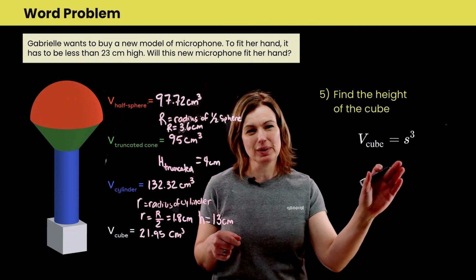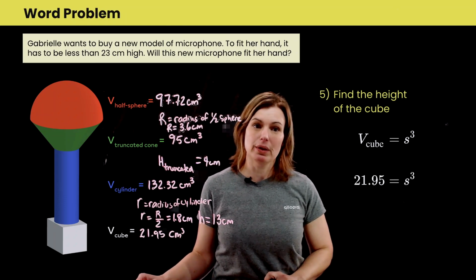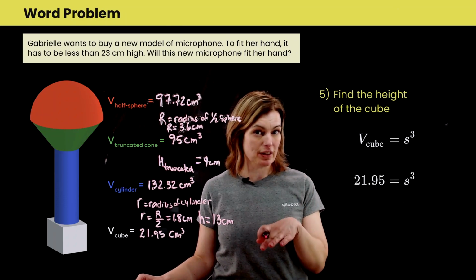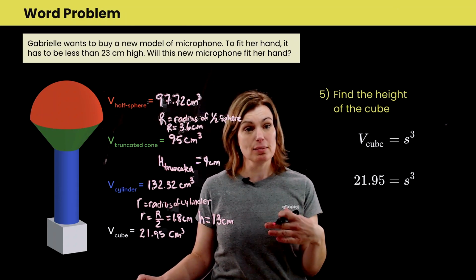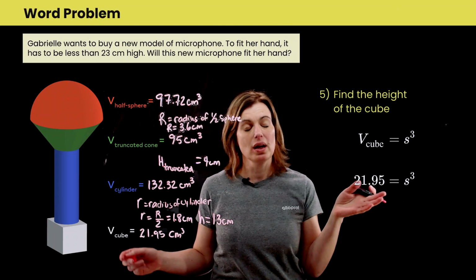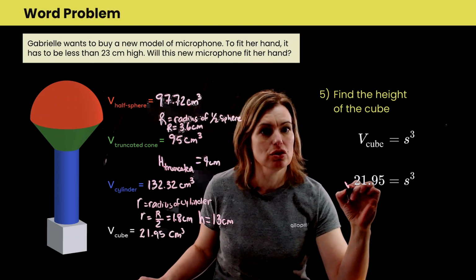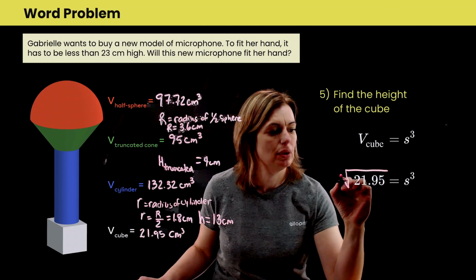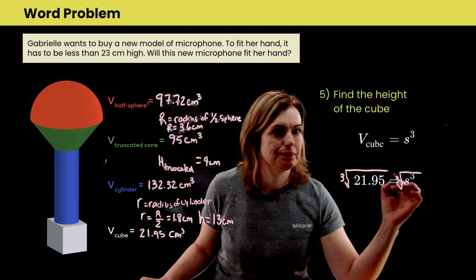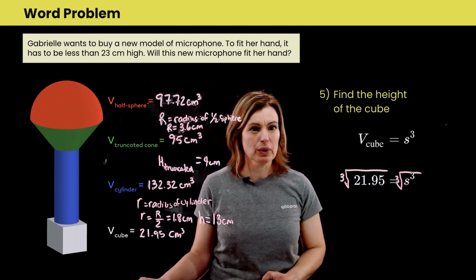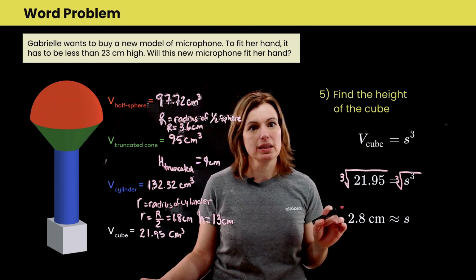Volume of the cube is simply the side cubed. So we put in the information that we know. We already know from what we were given at the very beginning of the problem that the volume of the cube is 21.95 centimeters cubed, and that's equal to s cubed. So all we have to do is use our calculators to take the cube root. And I got to do the same over here. Perfect. And when I do that, I get a side length of 2.8 centimeters.